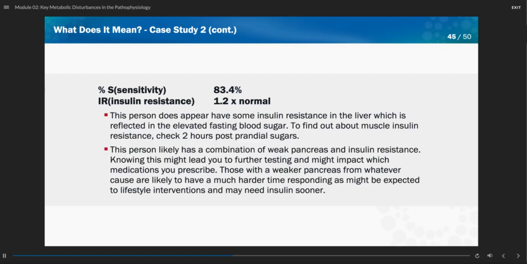This person is likely to have a combination of a weak pancreas and insulin resistance. Knowing this might lead you to further testing, and might impact which medications you prescribe. Those with a weaker pancreas, from whatever cause, are likely to have a much harder time responding, as might be expected, to lifestyle interventions and may actually need insulin sooner.